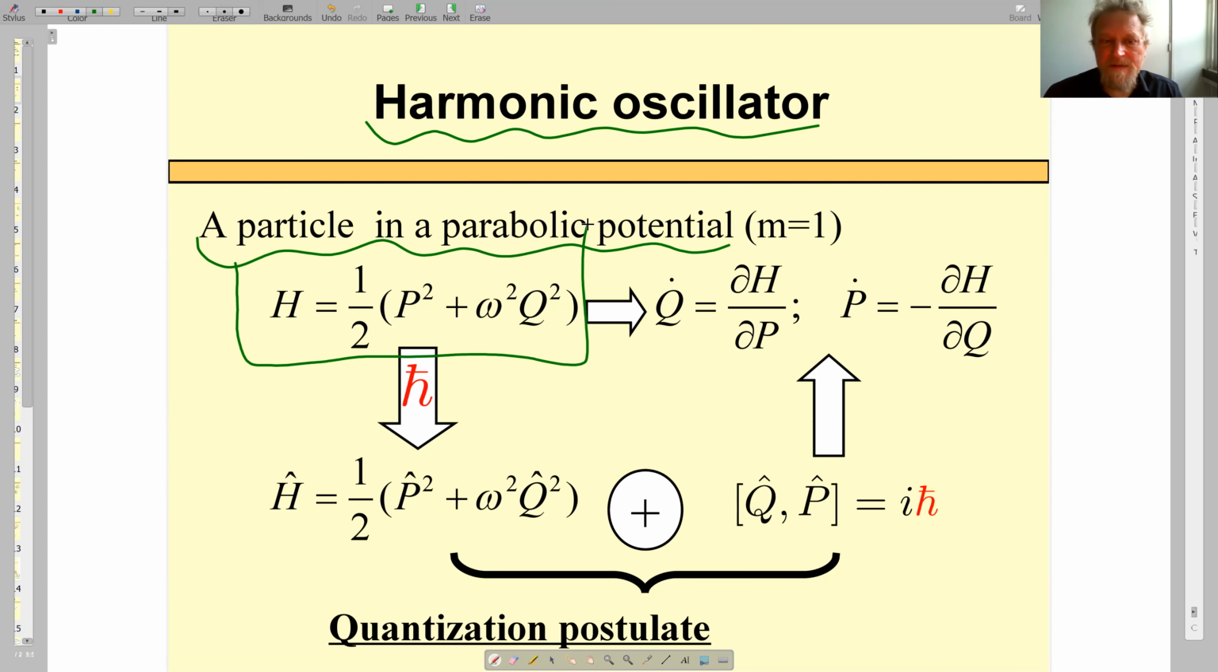At the moment, we are in classics, and we have a classical Hamiltonian, which has p squared, which has q squared, parabolic potential, parabolic kinetic energy. What do we do classically? From this Hamiltonian, we extract equations which these quantities do obey, evolution equations.